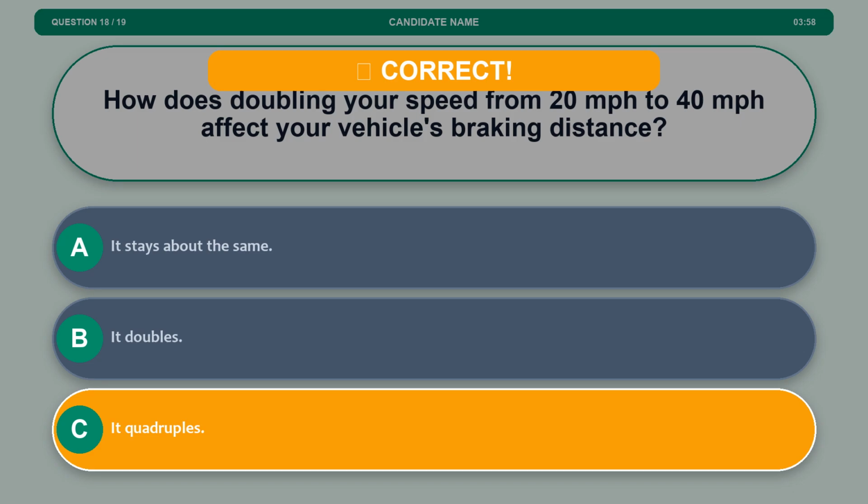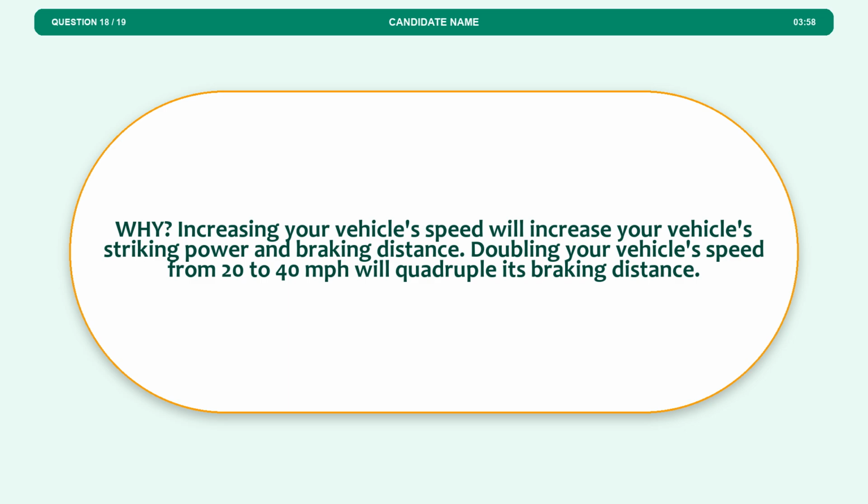The correct answer is option C, it quadruples. Explanation: increasing your vehicle's speed will increase your vehicle's striking power and braking distance. Doubling your vehicle's speed from 20 to 40 miles per hour will quadruple its braking distance.